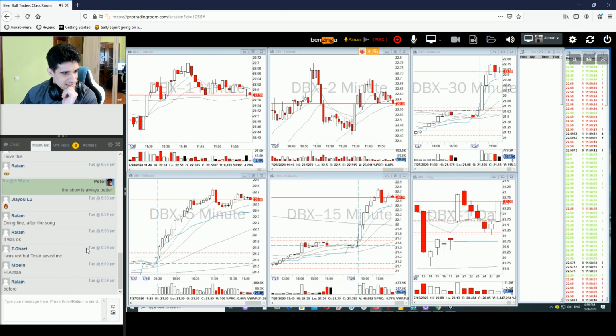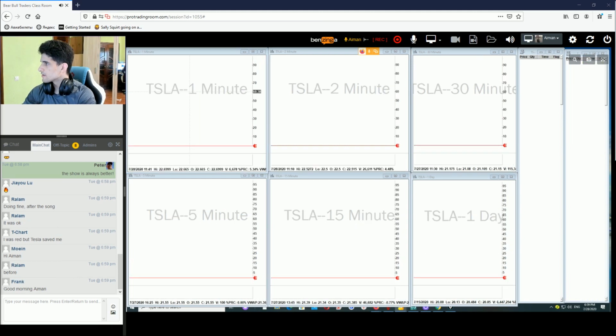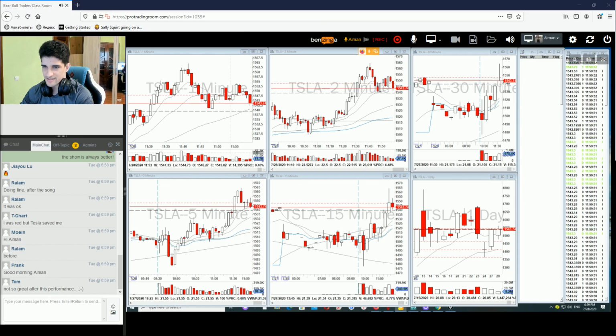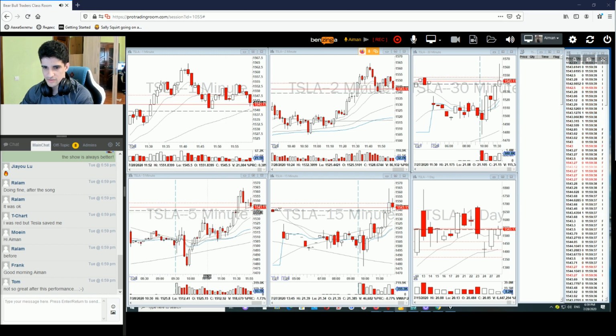Teacher trade, but Tesla saved you. Did you trade Tesla? I stopped trading it once it started getting those $2-3 spreads and those huge moves right there. Not that crazy today, but it looks actually clean today.